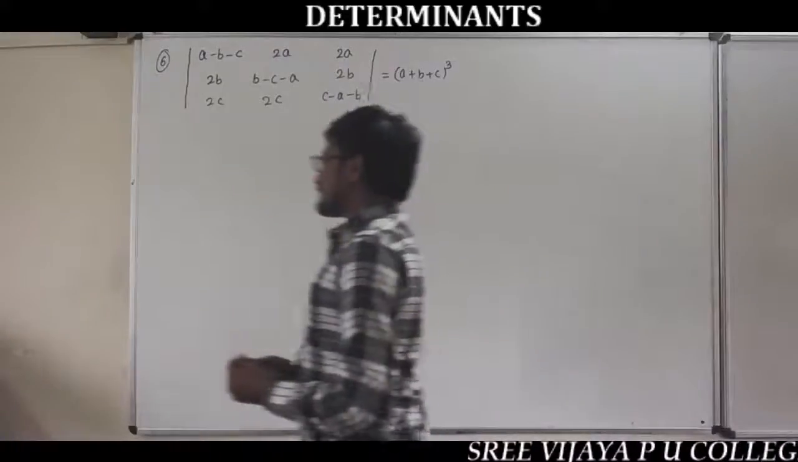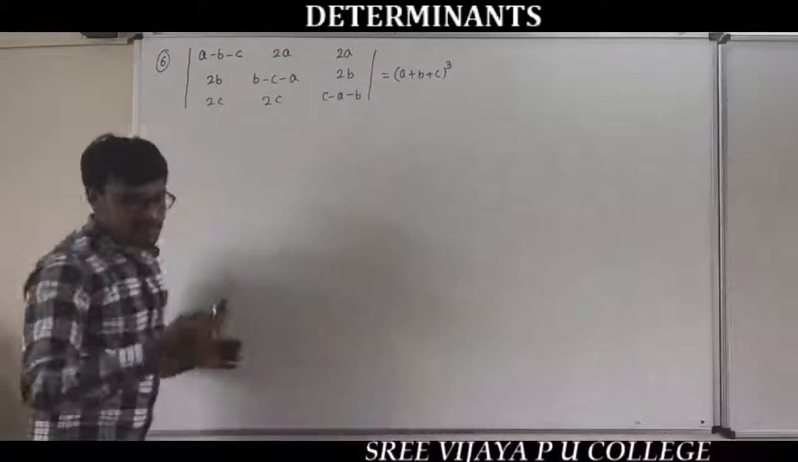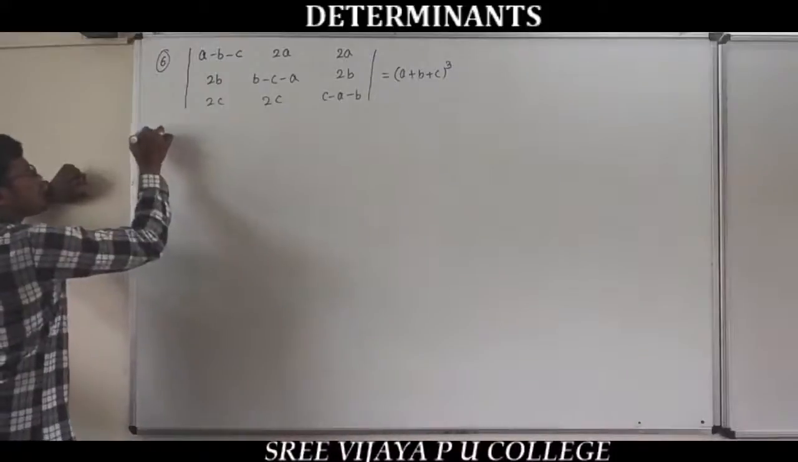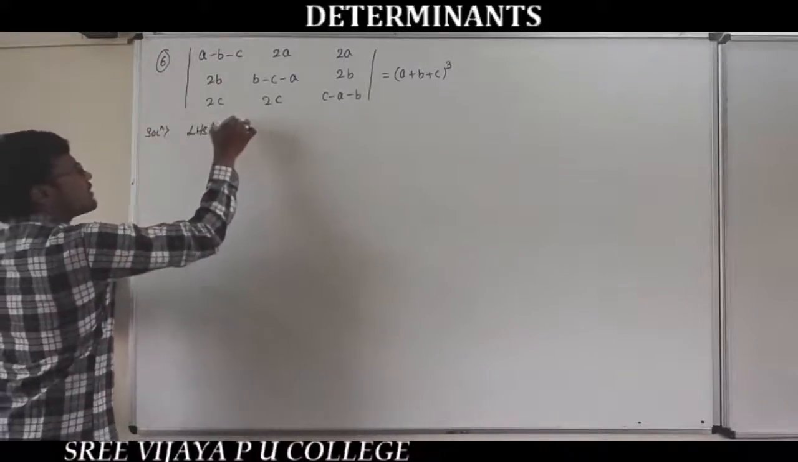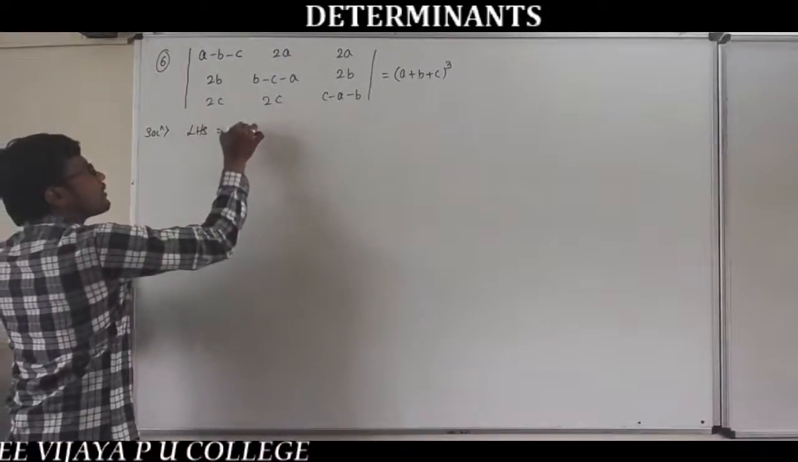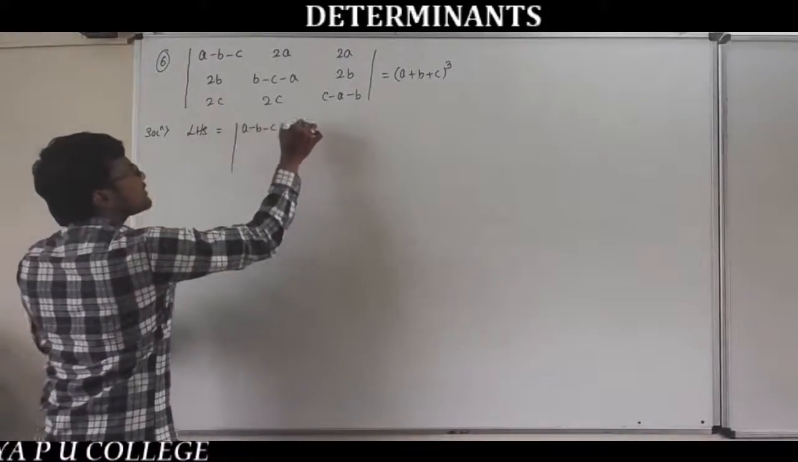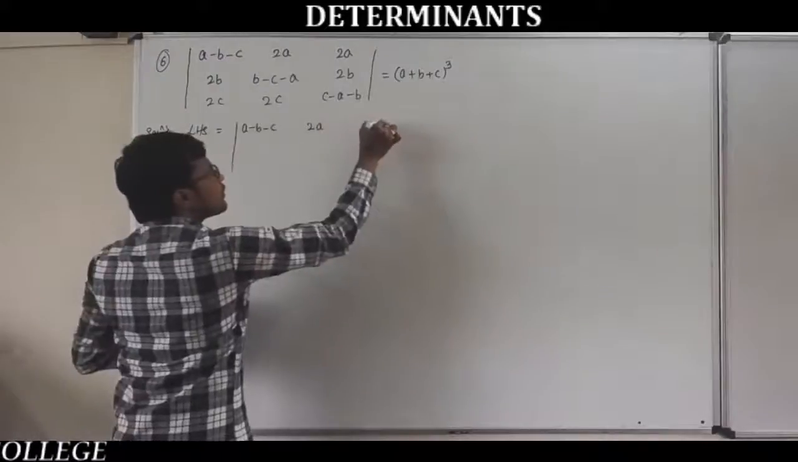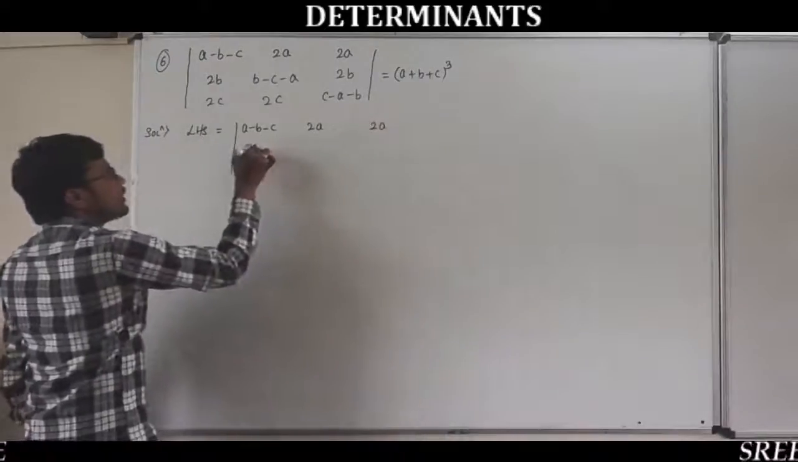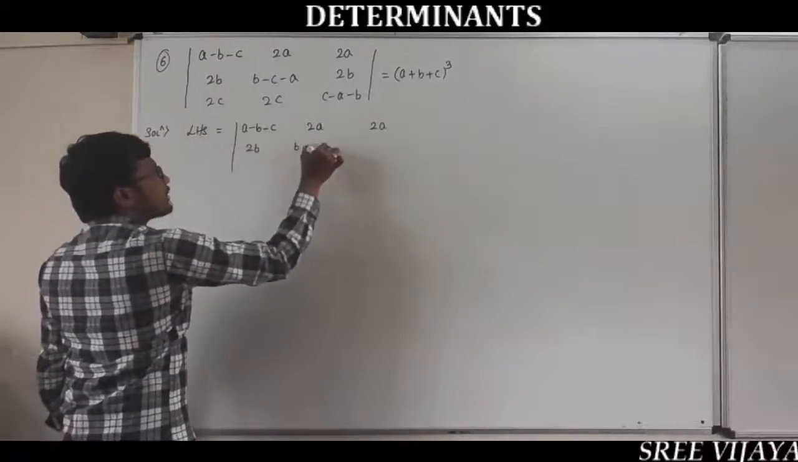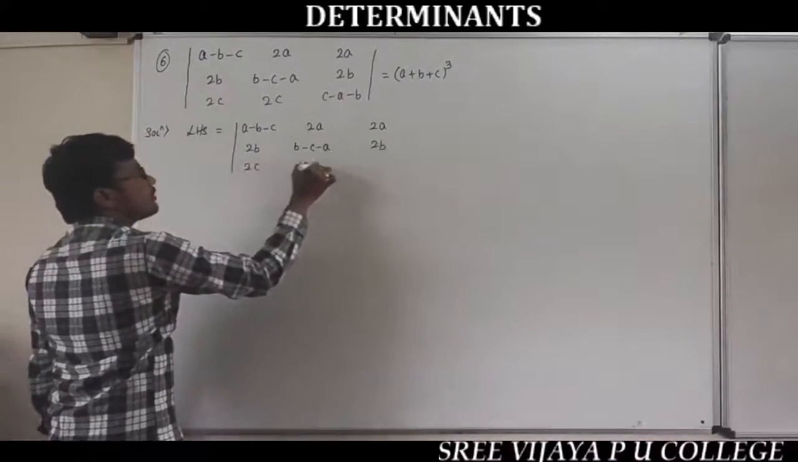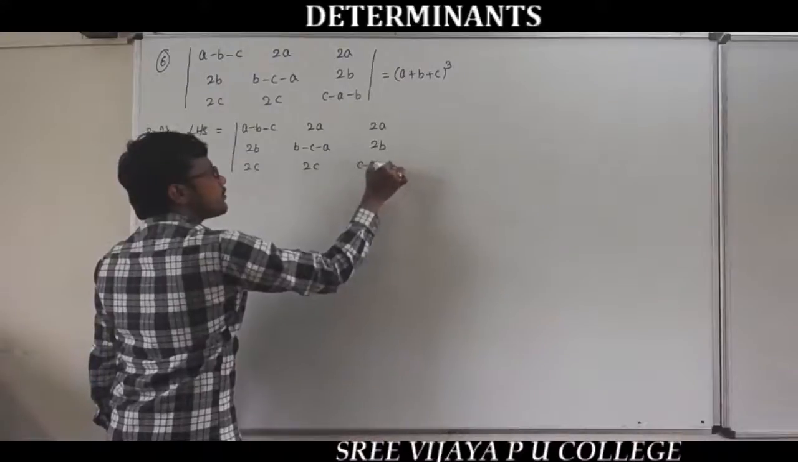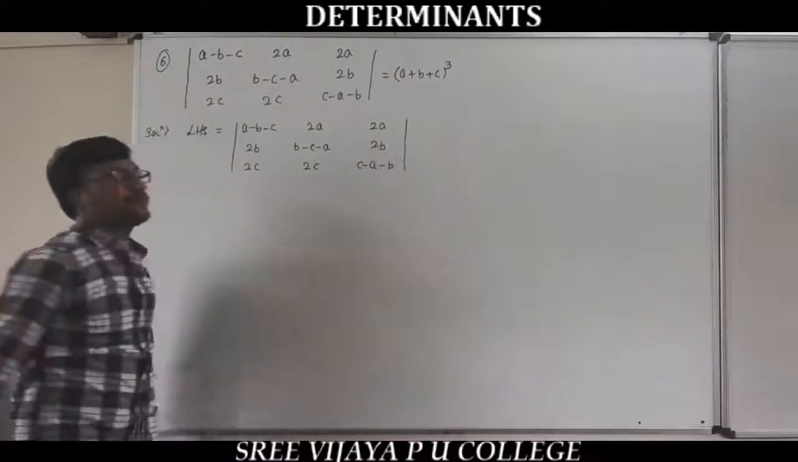Okay, so last class we did some of the problems on this. So you know the elementary operations, also how you can apply. Solution: let us take the LHS. LHS equals the determinant of a minus b minus c, 2a, 2a; 2b, b minus c minus a, 2b; 2c, 2c, c minus a minus b.